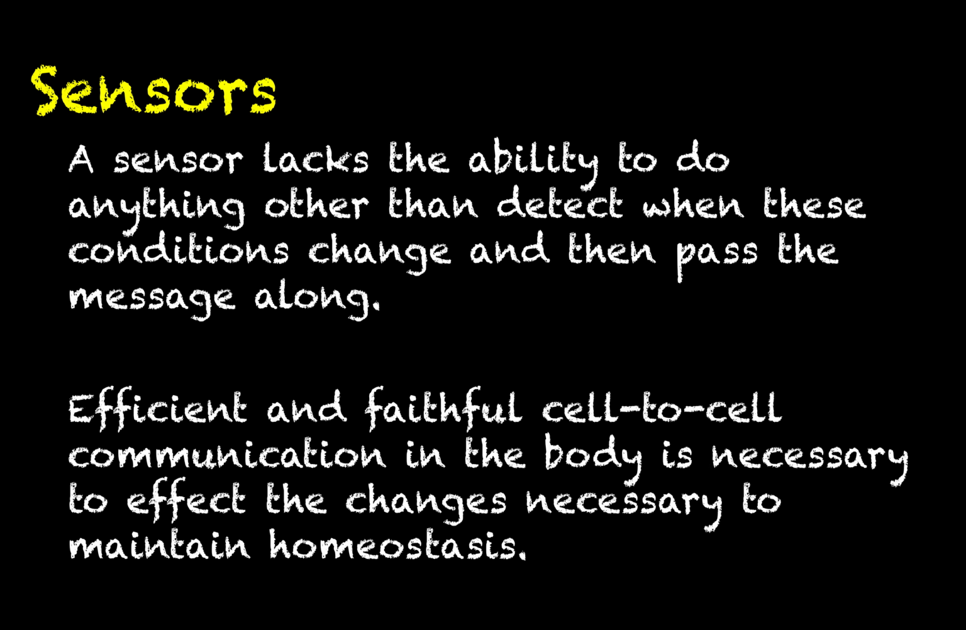So what's going to be necessary here is efficient and faithful cell-to-cell communication in the body. The sensor has to be able to communicate the nature and severity of the problem to cells elsewhere in the body, and those cells are going to be the ones that help to coordinate the response that will fix the problem. This faithful cell-to-cell communication is going to be absolutely essential for any homeostasis mechanism to do its job to solve problems.